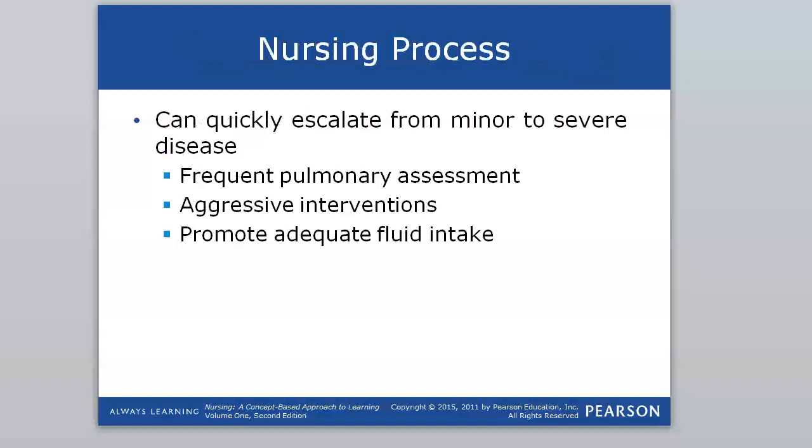Nursing process, we look at some of our patients. This can go anywhere from a minor case to a very severe case. That's why they need frequent pulmonary assessments, aggressive interventions, and promoting adequate fluid intake, meaning that they're hydrated well enough so that adequate vascular volume perfusion, making sure the patients are putting out enough urine, and looking at the patient to make sure they're being oxygenated as well.